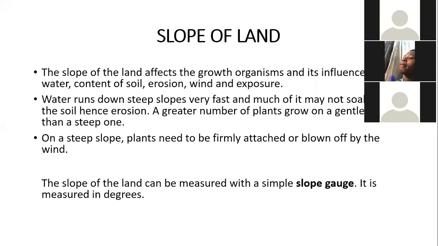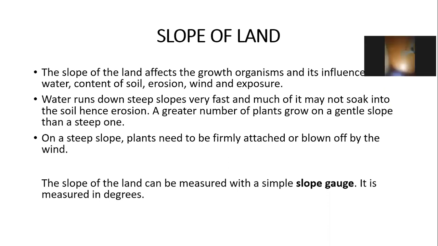Now, when water runs down a steep slope, more or less like something sliding on an angle, water moving down a steep slope very fast, much of it may not soak into the soil, hence causing erosion. A greater number of plants grow on a gentle slope than a steep one. The reason why a greater number of plants are able to grow well on a gentle slope is that water does not wash away the organisms on the topsoil.